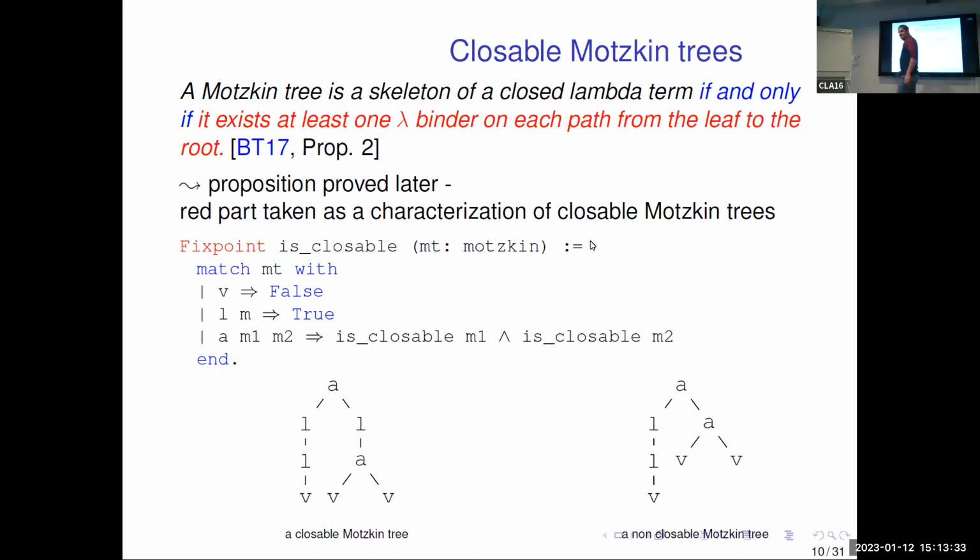Okay, so this can be easily defined as a recursive function in Coq. So you just go through the Motzkin data structure, and you just have a case analysis on the three possible cases: the empty node, the unary node, and the binary node. And as soon as you face a L, you're closable. It doesn't matter what's below. And if you face an application, then you have to make sure both sides are closable.